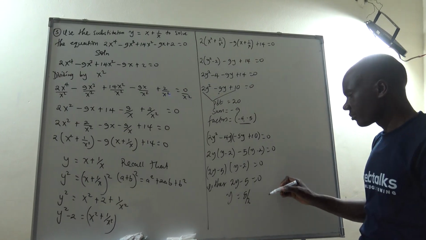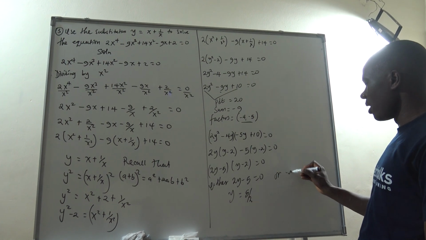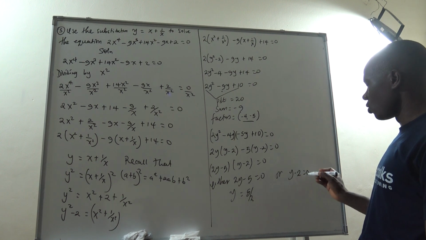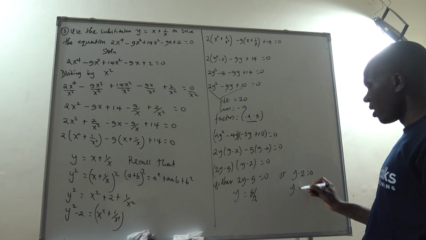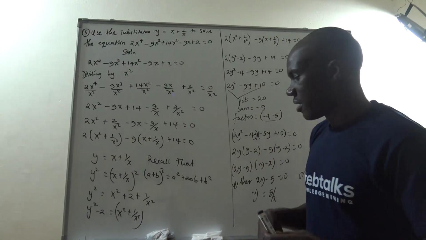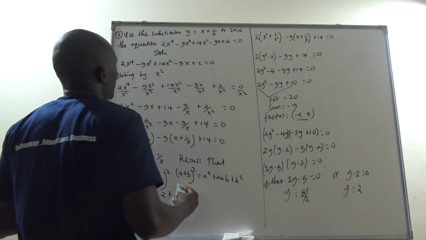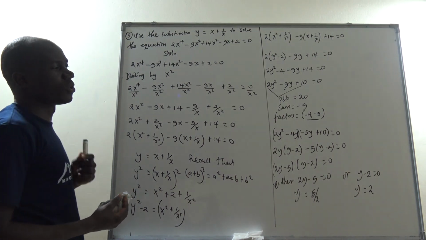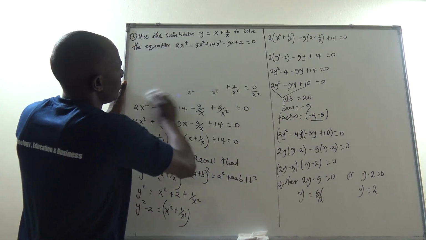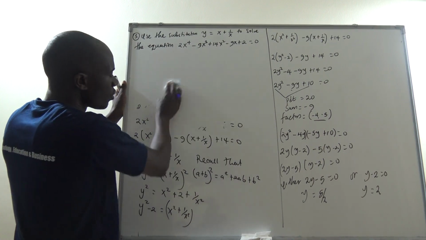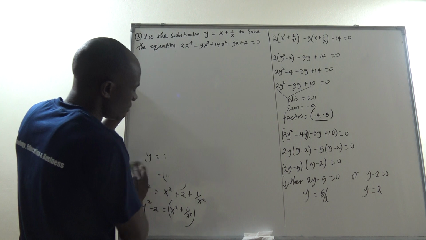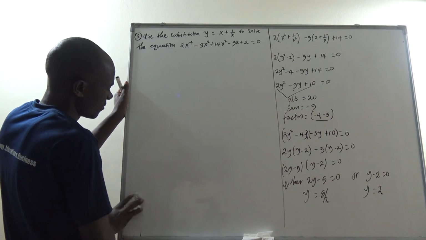Or y minus 2 equals 0. This is not a negative. So what is y? y equals 2. But we need to recall that we said y was equal to x plus 1 over x, because we have just got the values of y, and we need now to look for the values of x.